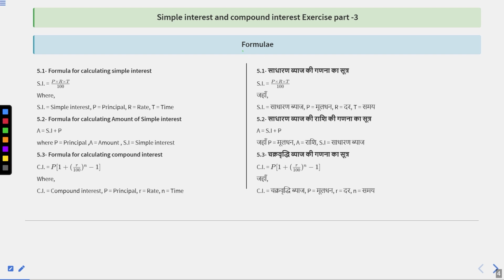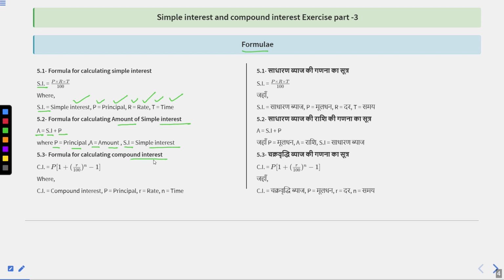Now first see some formulas related to simple interest and compound interest. The first formula of simple interest is SI, the shortcut form is PRT upon 100. SI represents simple interest, P represents principal, R represents rate of interest and T represents time, which could be in years, half yearly, monthly, quarterly, it could be anything. Clear? Same way, the formula for calculating amount for simple interest: amount will be simple interest plus principal. So P represents principal, A represents amount and SI represents simple interest.